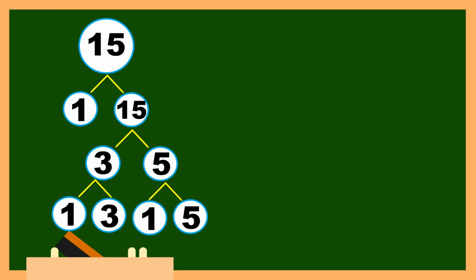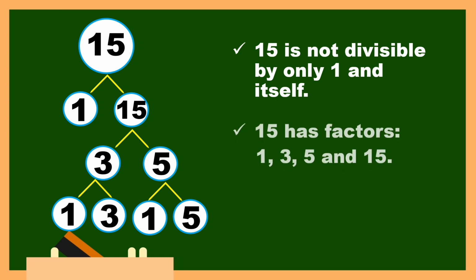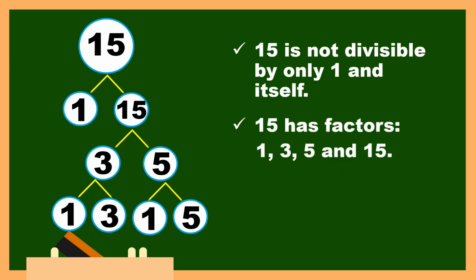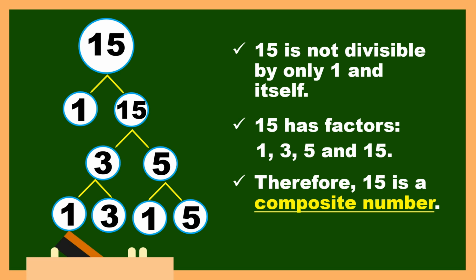Ang kanyang factors ay 1, 3, 5, and 15. So, 15 is not divisible by only 1 and itself. Kasi nga, marami siyang factors. And 15 has factors of 1, 3, 5, and 15. So, sinabi ko na kanina na ang factors niya ay 1, 3, 5, and 15. So, therefore, 15 is a composite number.